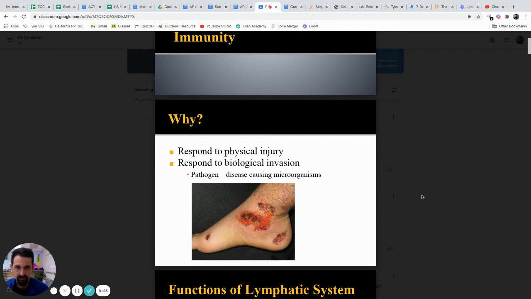And when we have some sort of physical injury, it opens up our bodies to colonization by bacteria, viruses, fungus, things like that. We encounter viruses and bacteria in our daily lives. And so those things that cause disease, those pathogens, we need to have a way of dealing with those organisms that are trying to invade our bodies. So that is one of the roles of the lymphatic system.